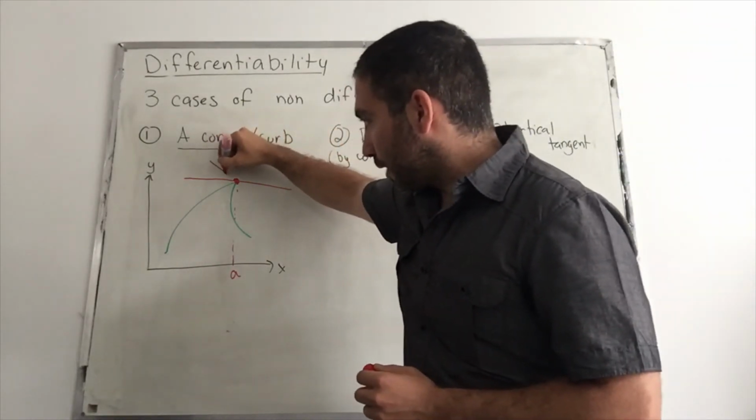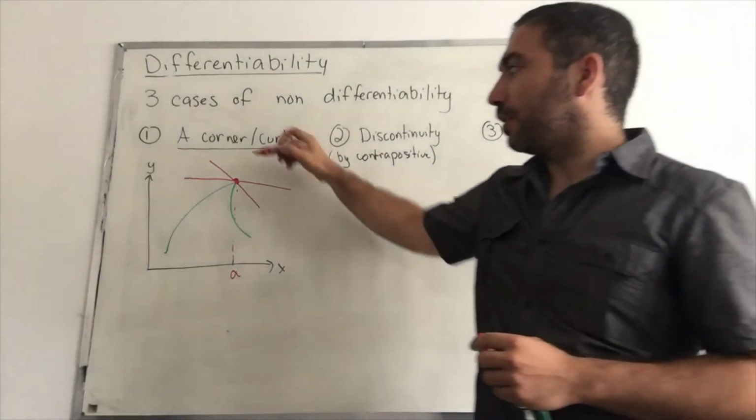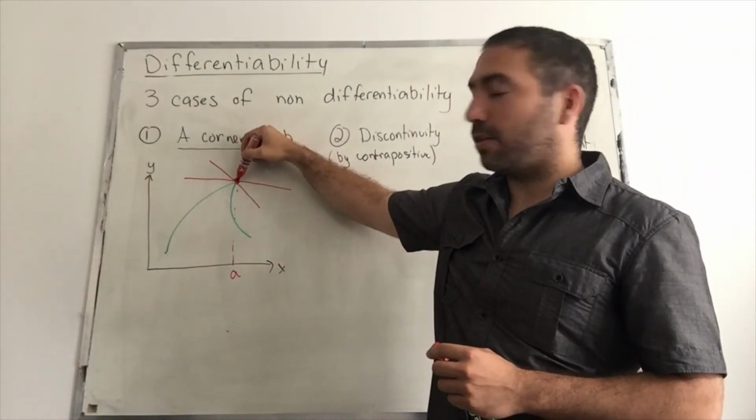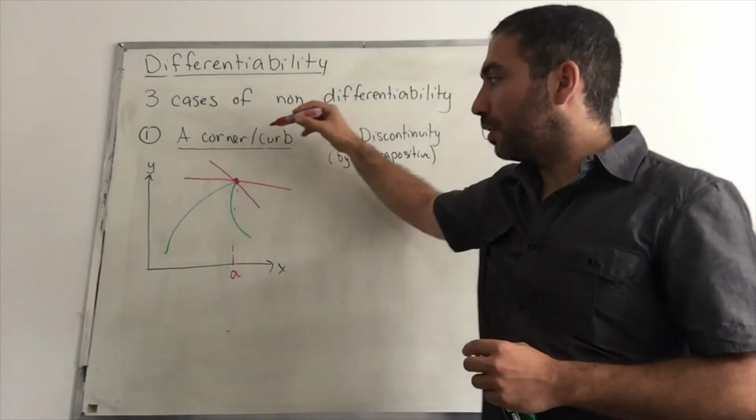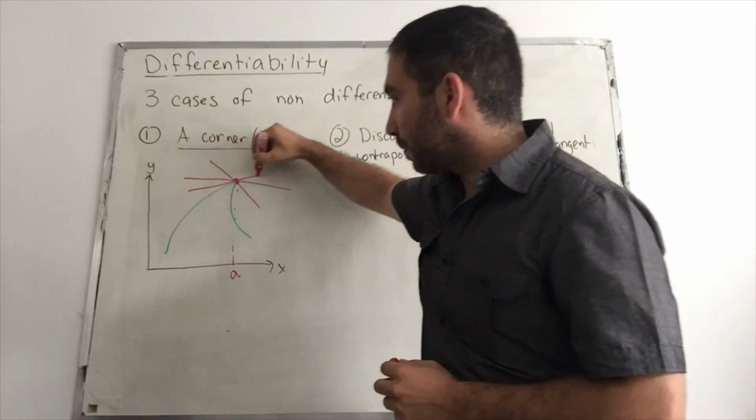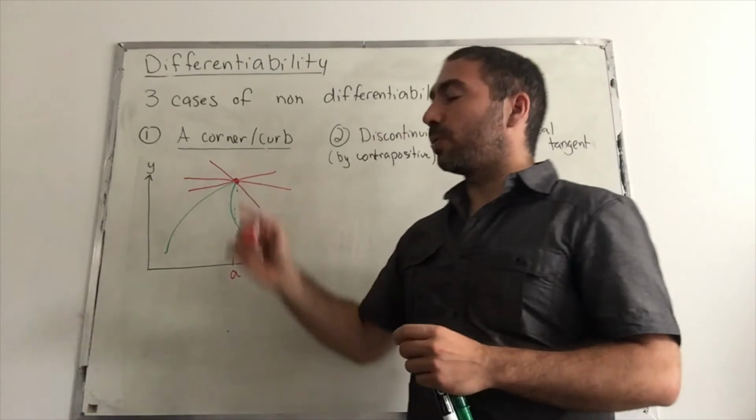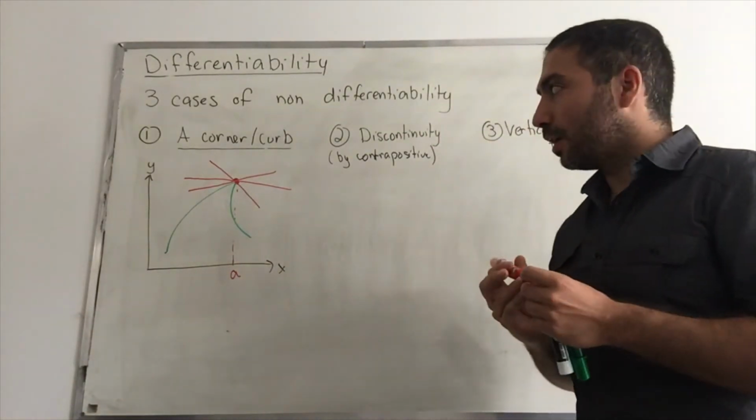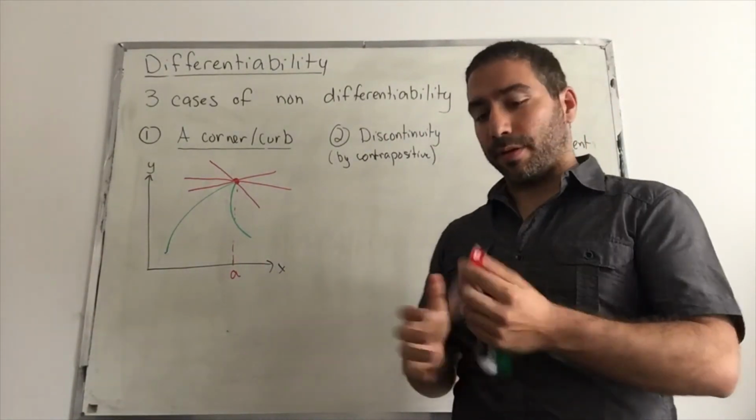But at this point, notice that you could have multiple tangents. This line that I just drew again hits the function at only that point. And I could draw this line here as well. So because at this corner of this curve we could have multiple tangent lines, it's not differentiable.